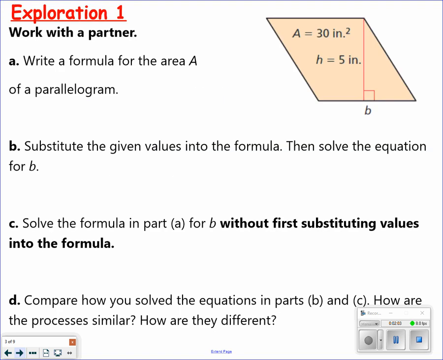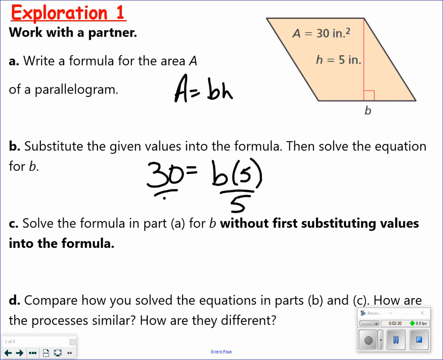Now, many of you may or may not know the area formula for a parallelogram is actually the same as the area formula of a rectangle. It's base times height. So now substitute the given values into the formula. So I am told in the picture that the area is 30 and the height is 5. Solve. Now, solving this, you would divide by 5. The base would have to be 6 inches.